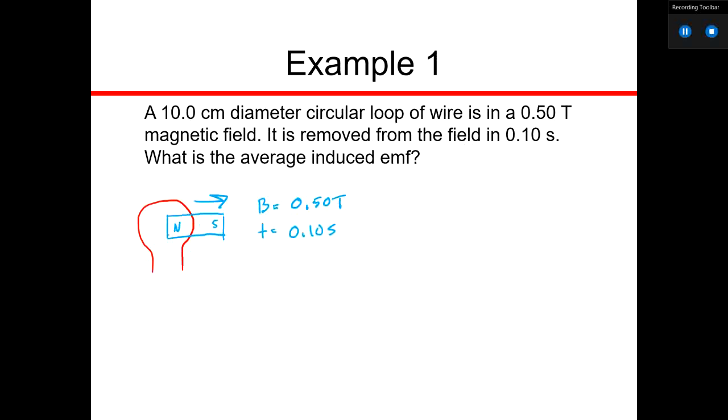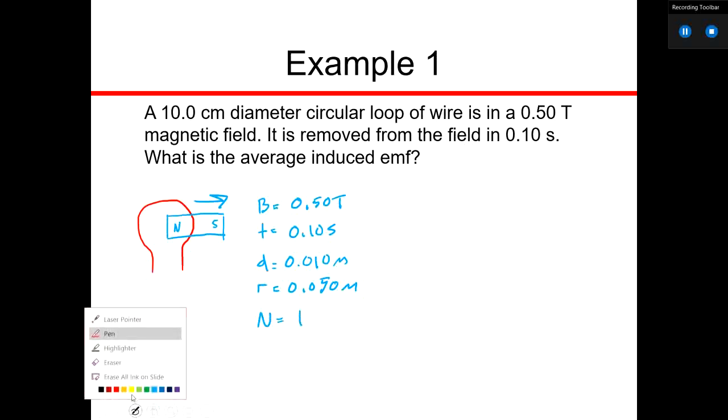We know that the diameter of this loop, which I'm going to change to meters, is 0.10 meters, which means our radius is half of that, so 0.050 meters. And there's just one loop in this case, so we have N equal to 1 for the number of loops. The first thing we need to do is figure out the change in flux. So when we pull that magnet out, how does that change?